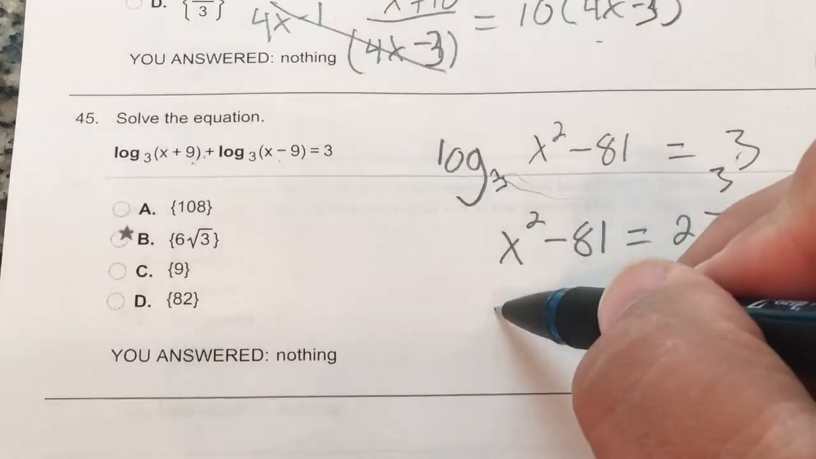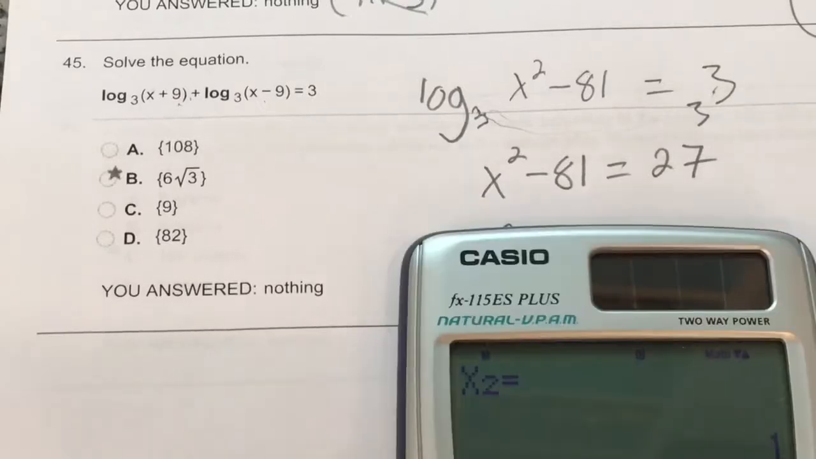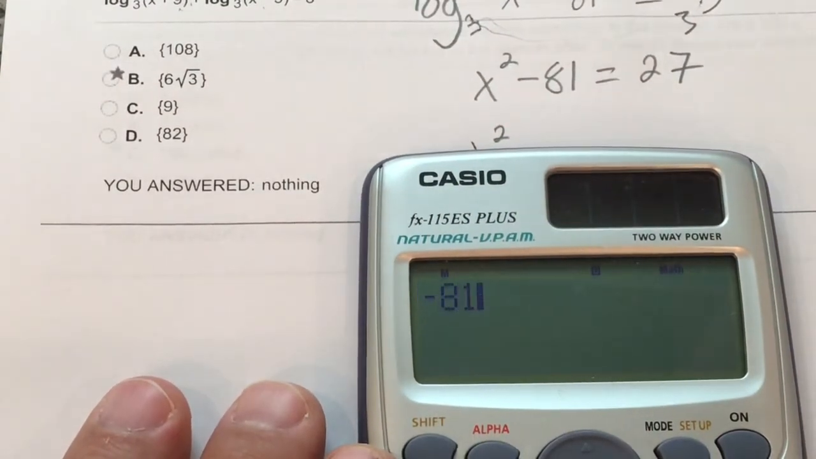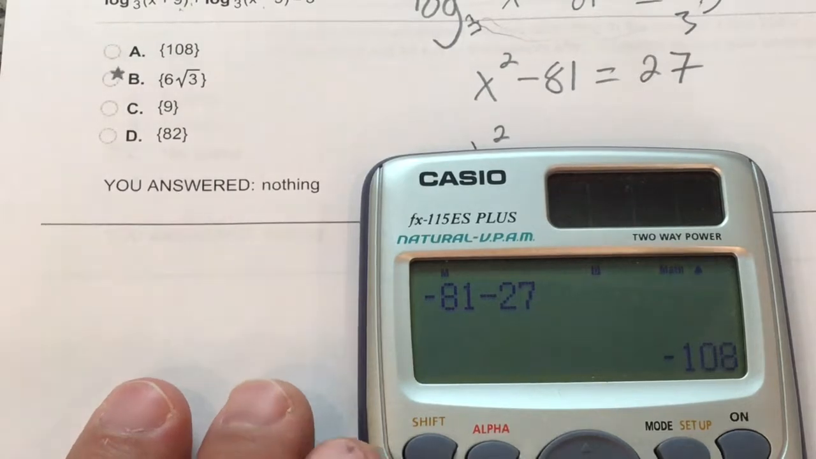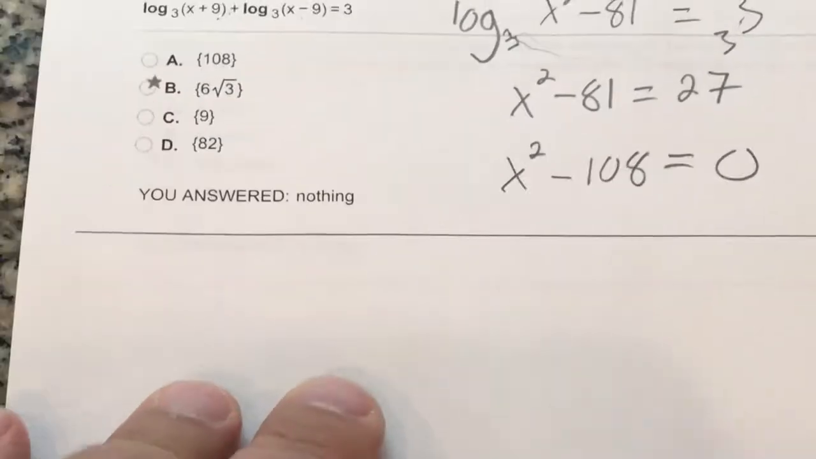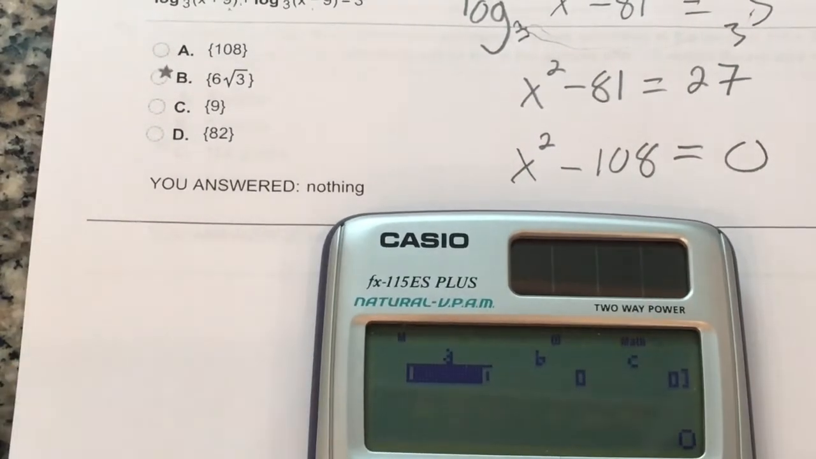I subtract 27 from both sides. x squared, mode 1, negative 81 minus 27, negative 108. x squared minus 108 equals 0. I'm going to use mode 5-3 on that. Mode 5-3. I'm going to type in 1 equals, 0 equals, negative 108 equals, hit equals again. And that gives me 6 root 3 or negative 6 root 3. It can only be the positive one.